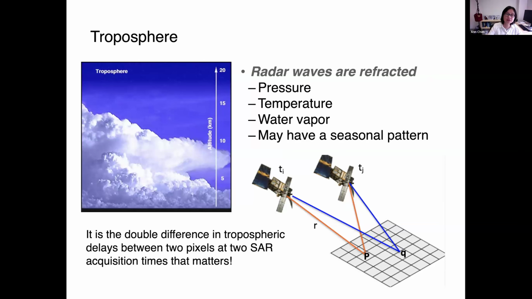So let's move on. What is the troposphere? It's very important to know the radar waves are refracted. As the radar microwave travels through the Earth's troposphere, it adds a little bit of delay to your range measurement. How much of this delay there is depends on the pressure, the temperature, and the amount of water vapor. In some areas, for example with a strong monsoon pattern and a very distinct wet season or dry season, the tropospheric noise characteristic might even have a seasonal pattern associated with that.